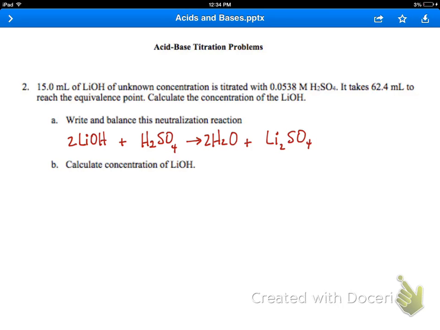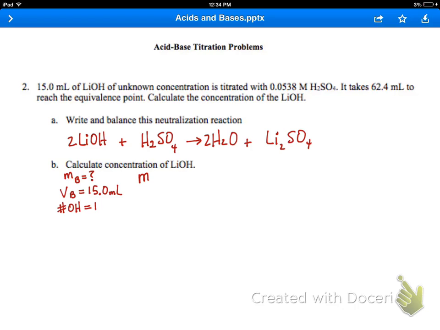So in the next reaction, it is lithium hydroxide plus sulfuric acid, again to give water and lithium sulfate. Here we had to do some balancing, make sure that the formulas are correct, and we need a 2 here to balance and a 2 with the water. And here the acid has 2 protons, so we're going to use that in our equation. So here we're going to calculate the concentration of the base. The concentration of the acid is known, and we're going to look for the base.